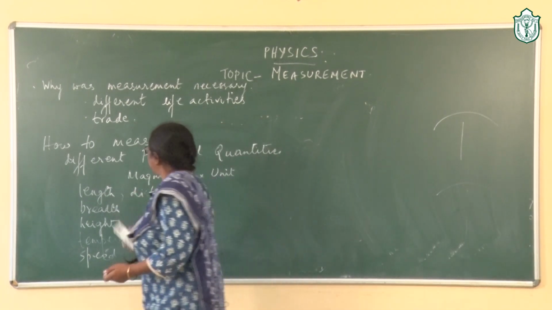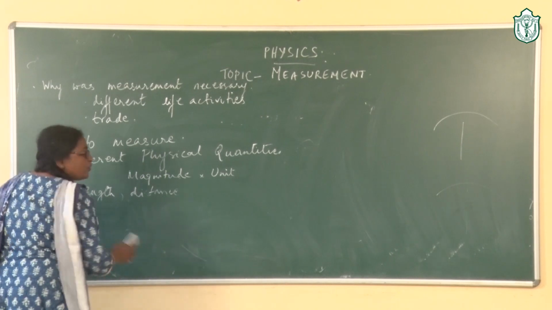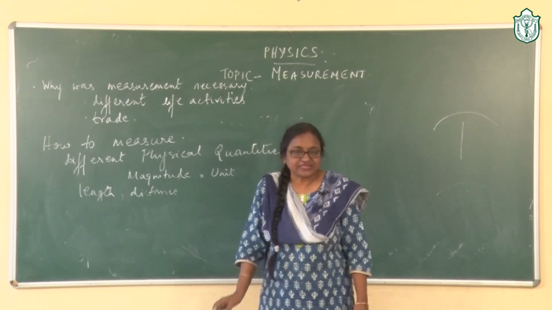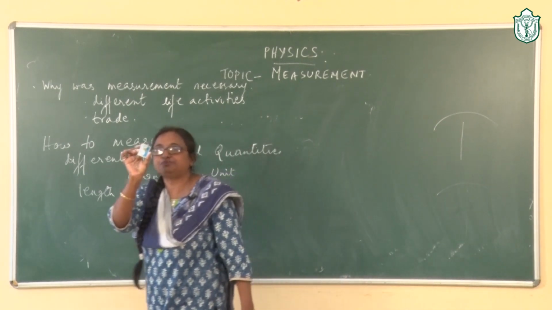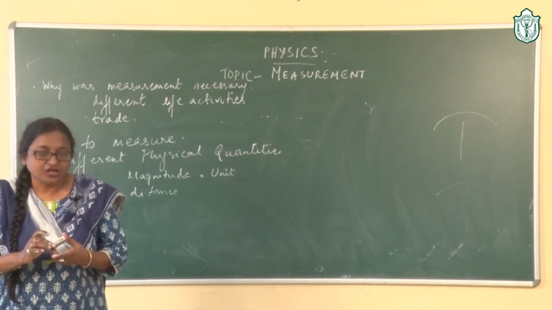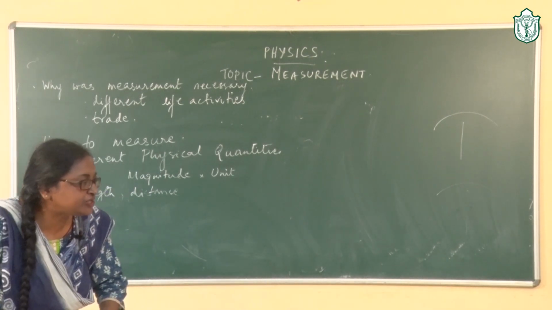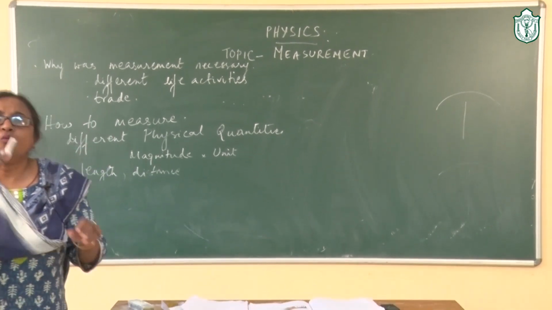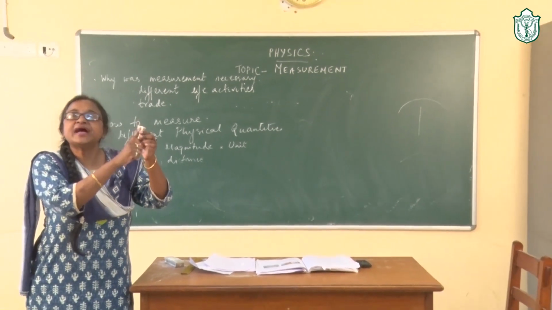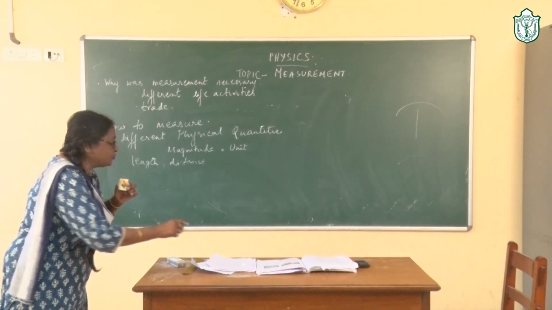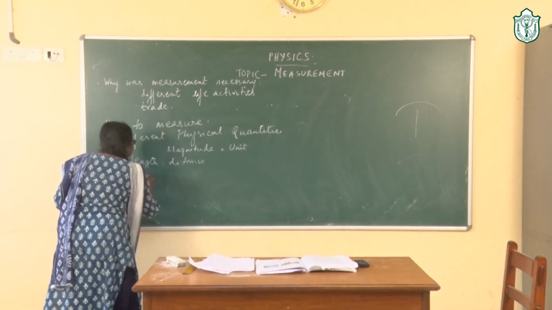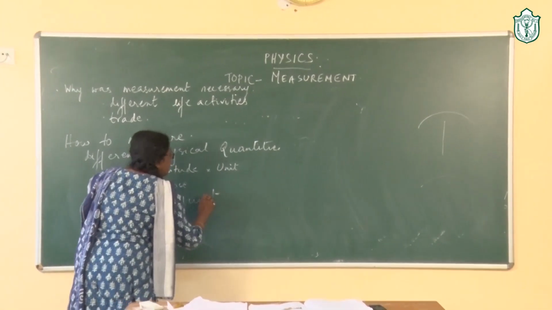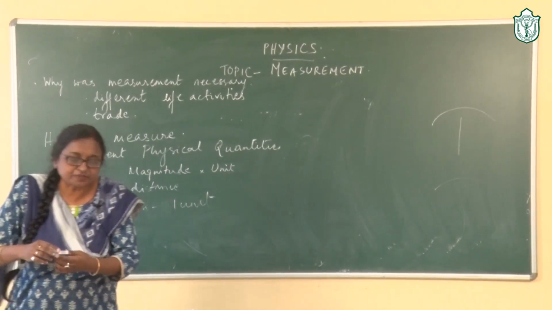Now, let us take, for example, length. How to measure length? Let us take this matchbox as a unit. We are now trying to measure the length of the table using a matchbox. Why matchbox? Because matchbox is one unit. Let us take matchbox to be one unit of measurement. Now let us measure the length.